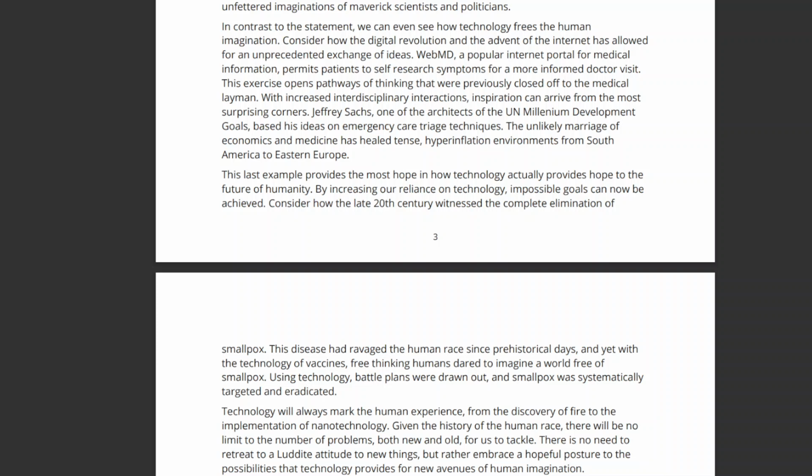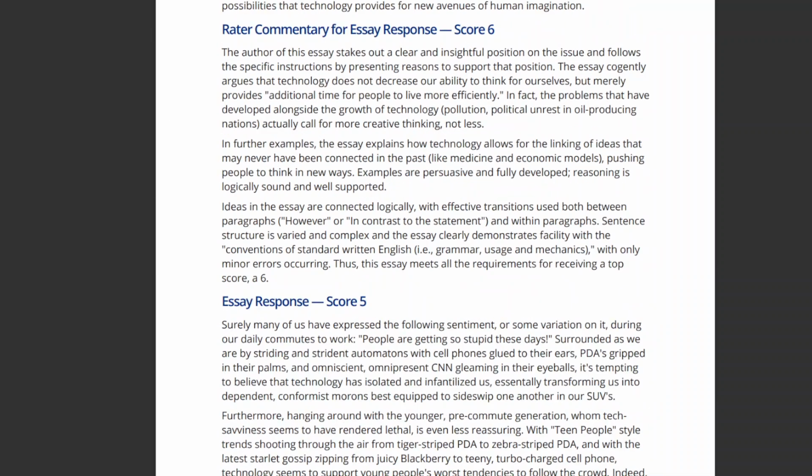Technology will always mark the human experience, from the discovery of fire to the implementation of nanotechnology. Given the history of the human race, there will be no limit to the number of problems, both new and old, for us to tackle. There is no need to retreat to a Luddite attitude to new things, but rather embrace a hopeful posture to the possibilities that technology provides for new avenues of human imagination.